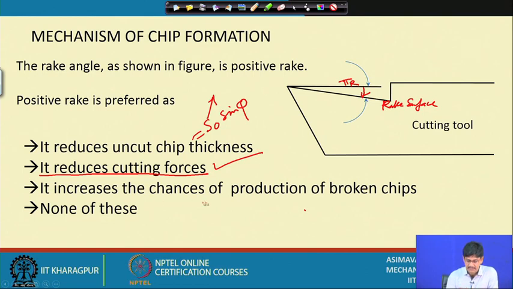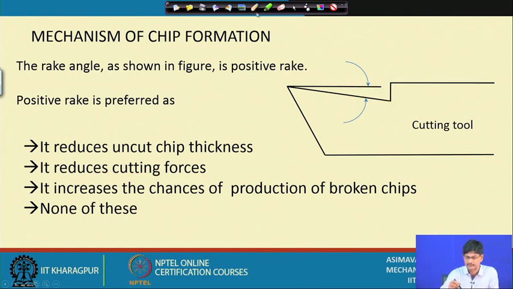It increases the chances of production of broken chips. Just the opposite. If you have higher rake, it increases the chances of getting a continuous chip. None of these. Therefore, this one is the only correct answer. Let us move on to the next problem.